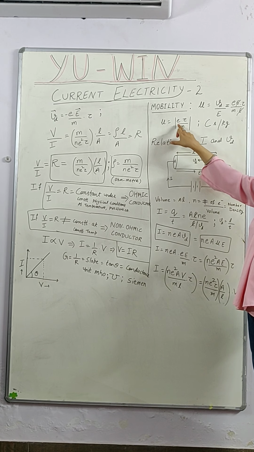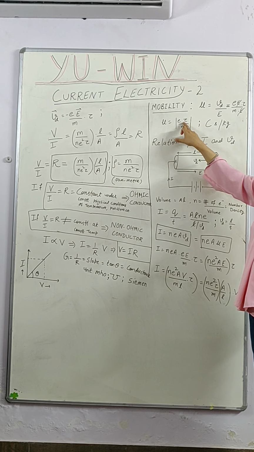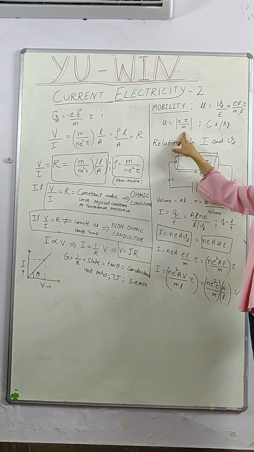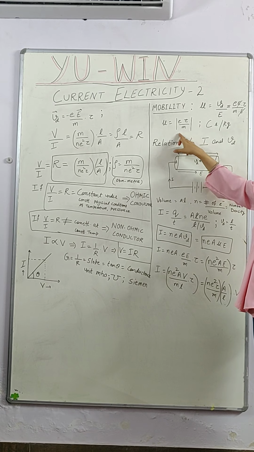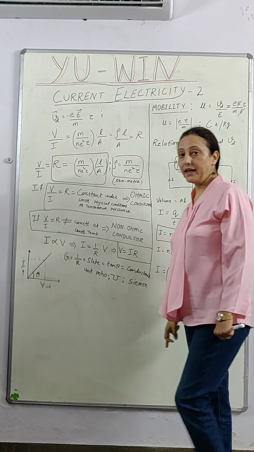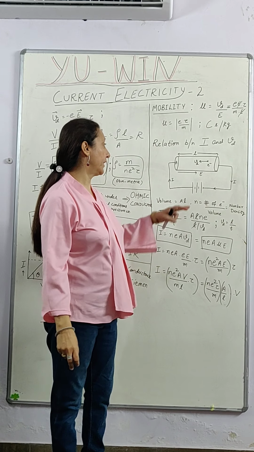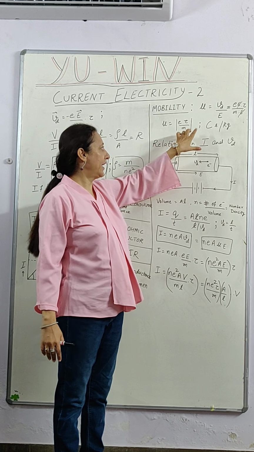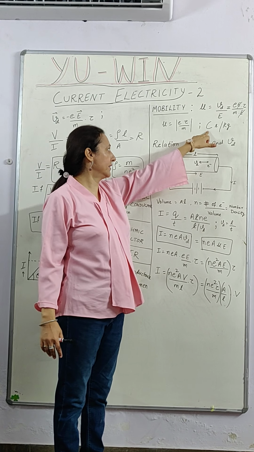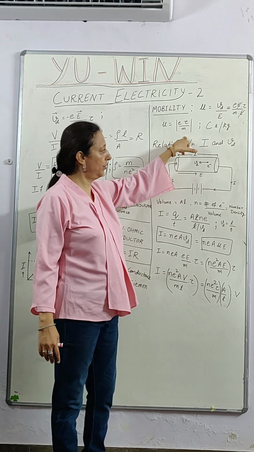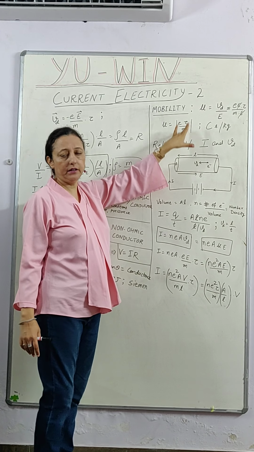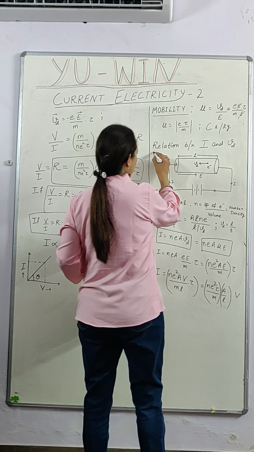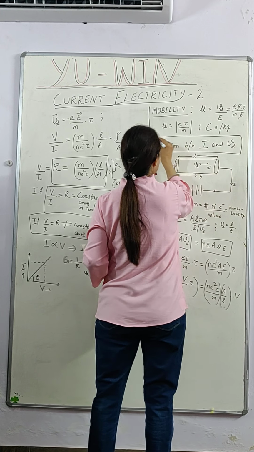Its unit will be: the unit of charge is coulomb, the unit of tau is second, tau being the relaxation time, and the unit of m, that is mass, will be kilogram. So the unit of mobility is C s per kg, that is coulomb second per kilogram. Now this is a very short term. Sometimes it is asked what is the mobility, and here we need to remember two things. The unit is there, dimensions you can always make on your own, and the definition: the drift velocity per unit electric field.